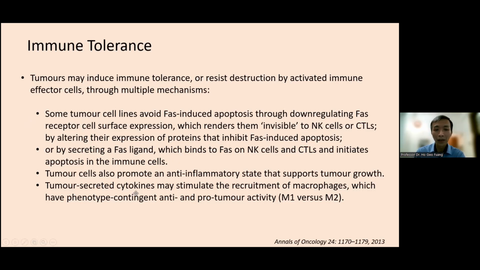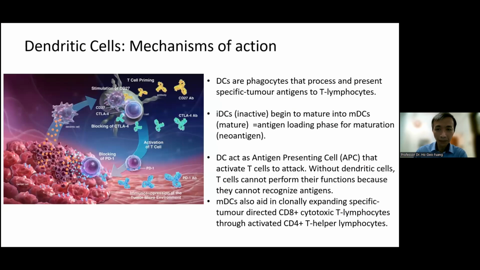Tumor cells can also promote an anti-inflammatory state. An inflammatory state is good for immune surveillance, while an anti-inflammatory state suppresses it and will support tumor growth. The tumor also secretes cytokines, which stimulate recruitment of macrophages and can turn them into pro-tumor macrophages called M2 macrophages, which is also an immune suppressive effect.